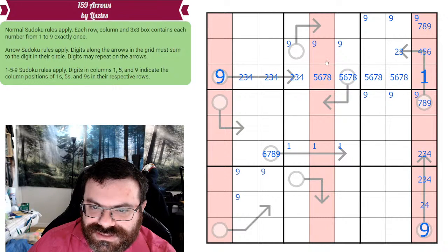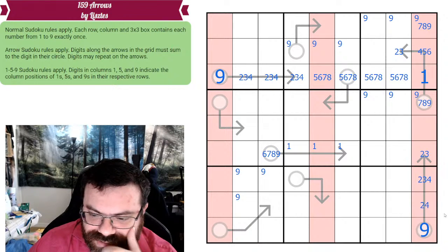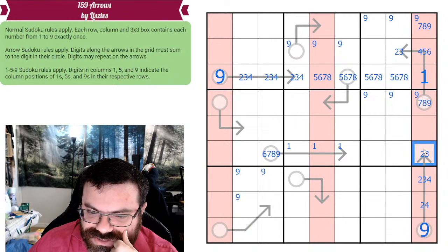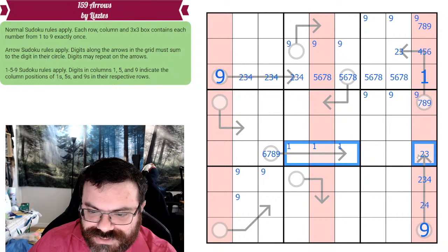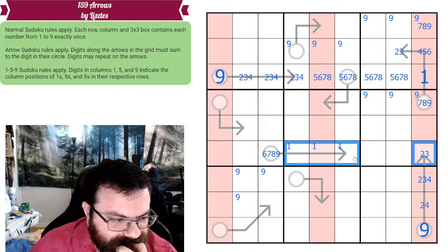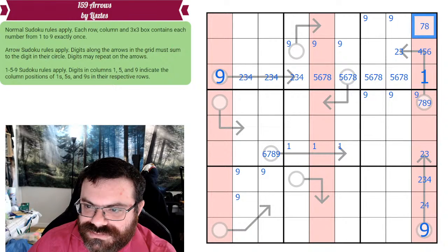What else can I learn about this? That means this has to be the 2 or the 3. This can't be the 4, because if this were the 4, that would force a 2, 3 here. That's not going to work. So if that's a 2 or a 3, we have a virtual 2, 3 here. Oh, there's already a 9 in this column. Thank you.